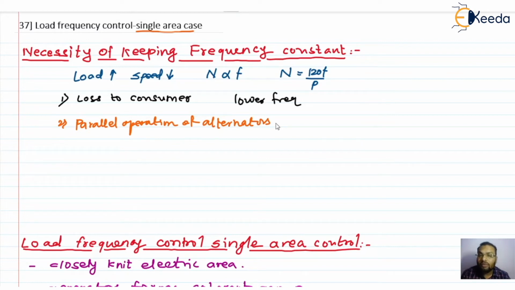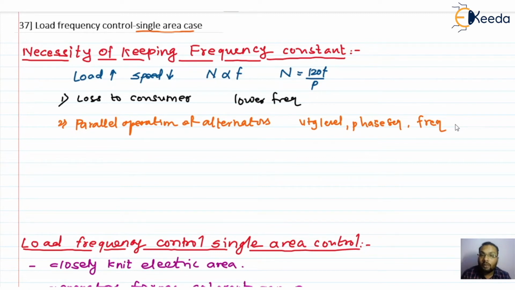For synchronism, we need to have three parameters. The first is voltage level, the second is phase sequence, and the third and very important one is frequency. Unless your alternator has the constant frequency, or a frequency equal to the grid frequency, you cannot connect your alternator to that grid.